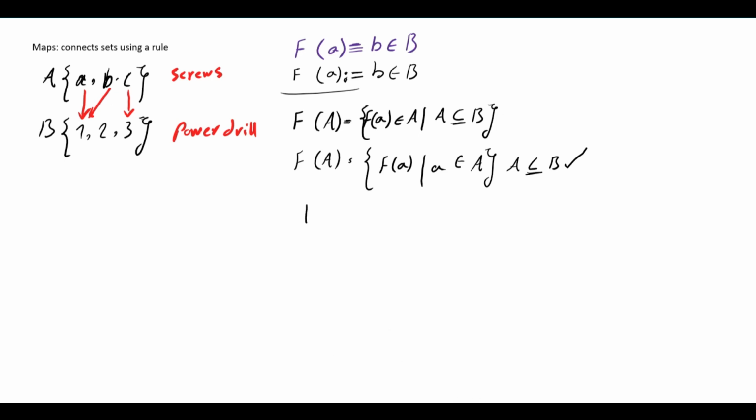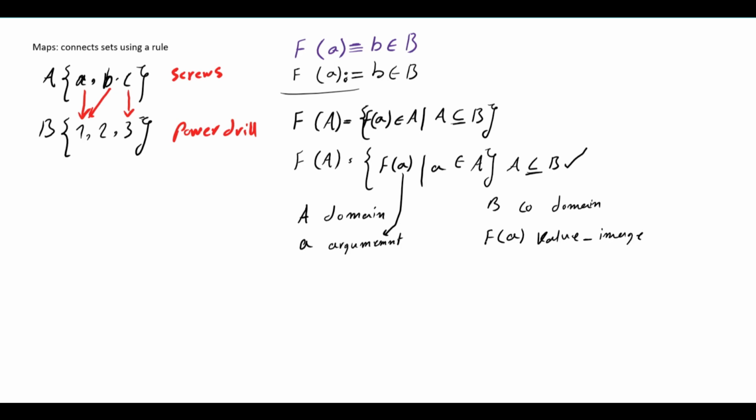The first set, or A, is called domain. An element of set A is called argument. What is here is called argument. Set B is called codomain. And F of A as a whole is called value or image.